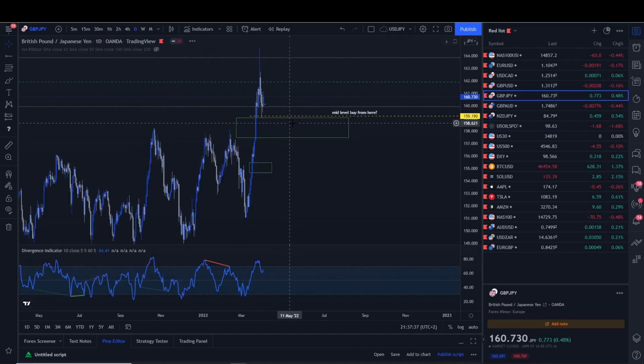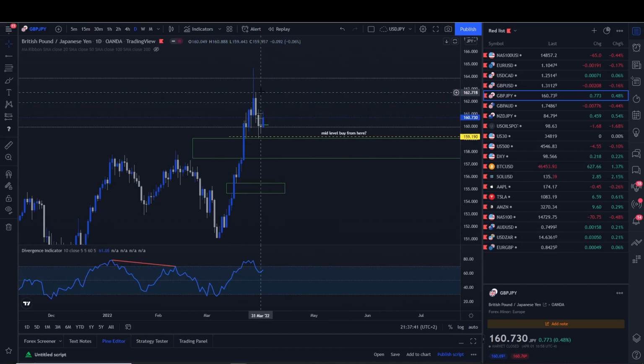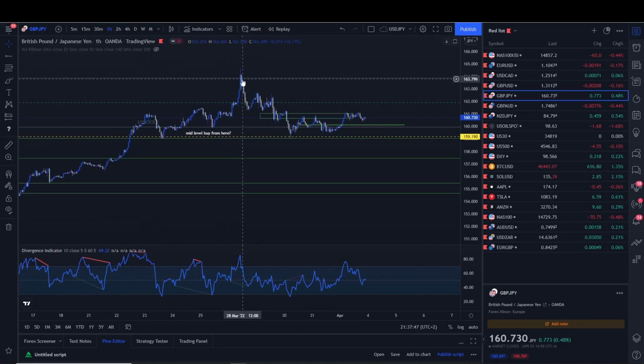So GBPJPY, yeah, I was quite annoyed because I took it from here. I took the sell from up here somewhere, and on the lower time frames I saw confluences to drop, but I took it too early and then it took me out. I took it from somewhere here, obviously not waiting for the break of structure before I got in.